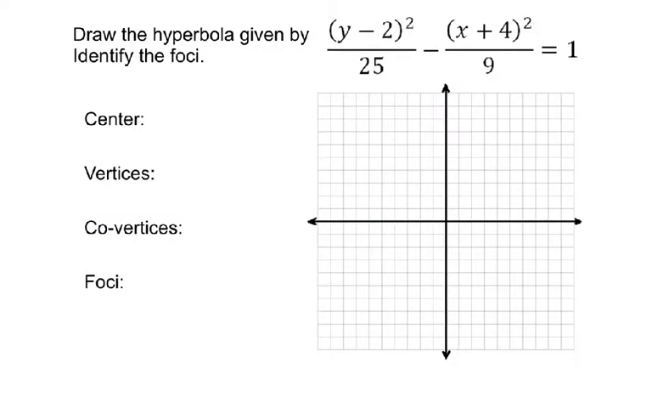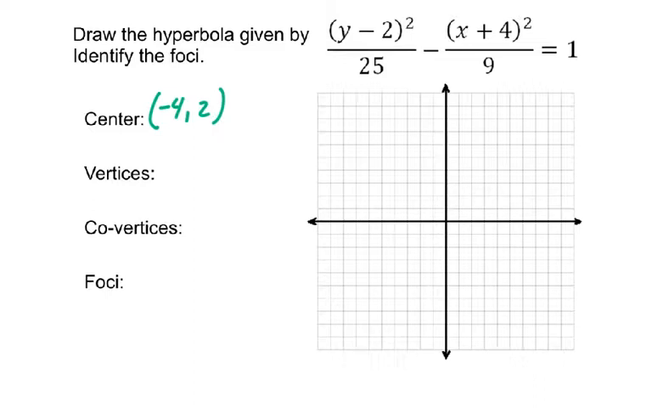Okay, next example. (y minus 2) squared over 25 minus (x plus 4) quantity squared over 9 equals 1. Our center is -4, 2. Just because the y term is listed first does not mean we can put that in place of the x coordinate. h is still with x.